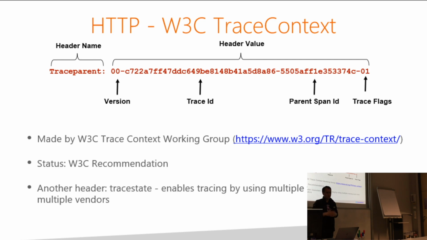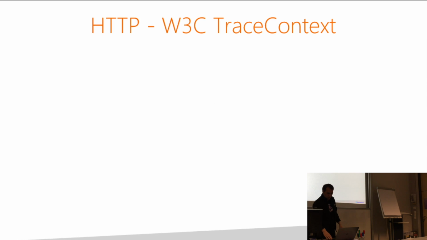And it has multiple features. For example, if you have a system where you use multiple tracing frameworks, it has another header where tracing systems can propagate information for each other. So you have three services, A, B, C, and A and C are monitored by one tracing system, and B by another one. What B can do is propagate all the data for the first tracing system, so it doesn't break the trace. That's what this is about.